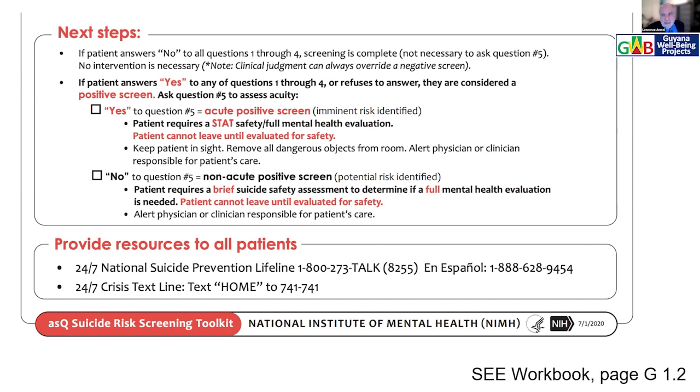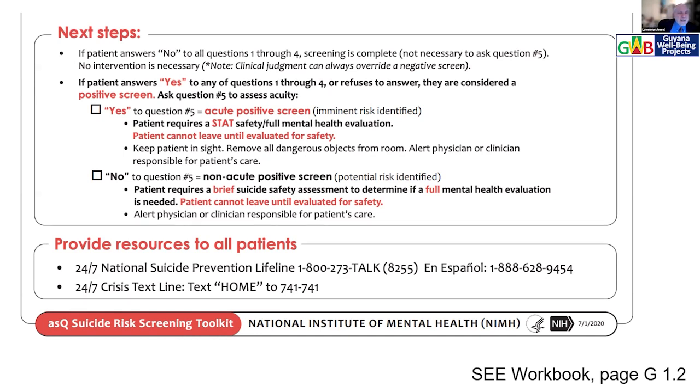If it's taking place in a clinic, you may need to move that individual to the emergency section of that clinic or hospital. If they say no, so it's not an acute screen, then the patient requires a brief suicide safety assessment, and we'll talk about that next. So that's the 3rd lane.